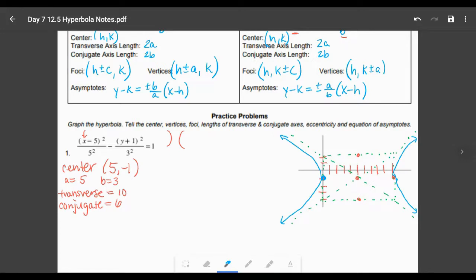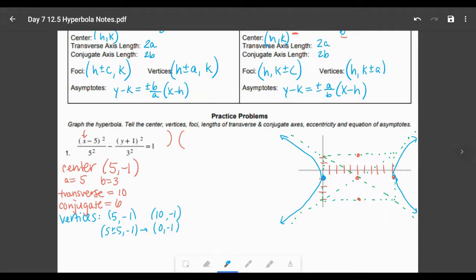All right, so let's answer some more questions. We need to know, where are those vertices? We drew them, but where exactly are they located? Well, they should be whatever the distance of a is away from the center, right? And if your center was at 5, negative 1, and I go a distance of a units to the left and right, then this is going to become 5 plus or minus 5, negative 1, right? Which gives me 10, negative 1, and then 0, negative 1. And you can verify that by looking at your graph.